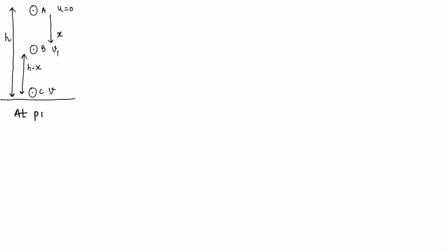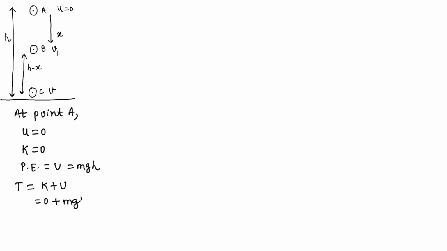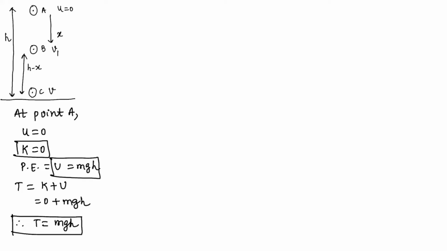So at point A, when we hold the object, its initial velocity is 0. Since initial velocity is 0, kinetic energy is 0. The height from the ground is h. So we can say potential energy, or U, is equal to mgh. So now the total energy, which is the sum of kinetic energy and potential energy, is 0 plus mgh. Total energy becomes mgh. So at point A, kinetic energy is 0, potential energy is mgh, and the total energy is mgh.